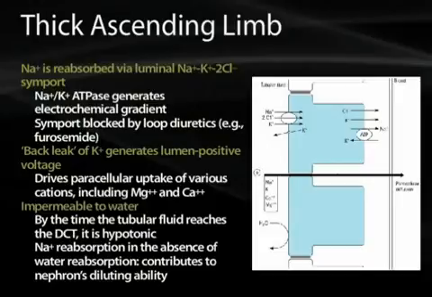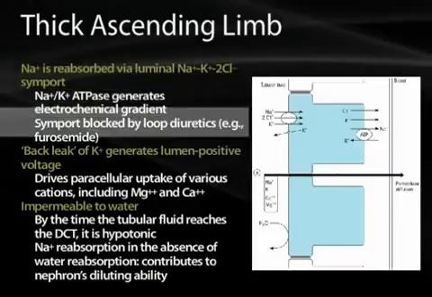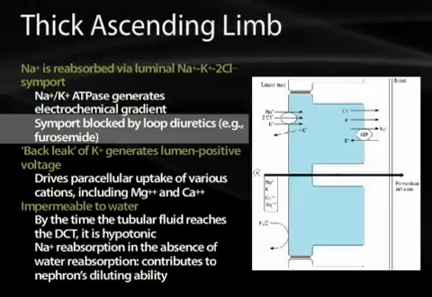In the thick ascending limb, sodium is reabsorbed via the luminal sodium-potassium 2-chloride cotransporter. If you recall, we mentioned that this transporter is also present on the macula densa. The sodium-potassium 2-chloride cotransporter becomes clinically important as it is blocked by the administration of loop diuretics, the prototype being furosemide.